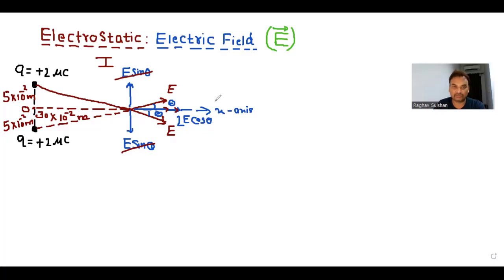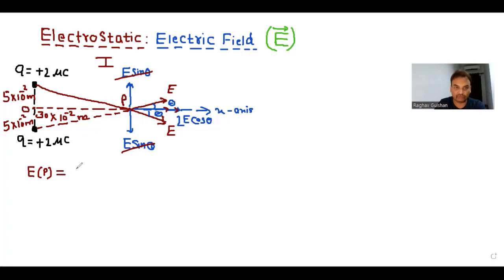So in this case, the net electric field at this point, the net electric field at the point P. Let me take this as point P. So this is my point where I am observing the electric field.